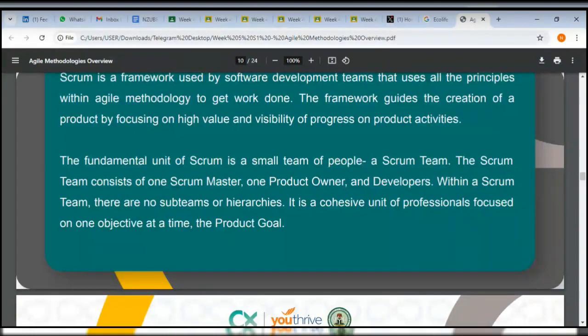So, within a Scrum team, there are no sub teams or hierarchies. So you need to remember that within a Scrum team is a flat leadership style. Everybody is a leader in their own right. So you are not above anybody. Just like we keep saying that you lead by influence, because you don't have any authority over anybody that is in your team. You don't have any real authority.